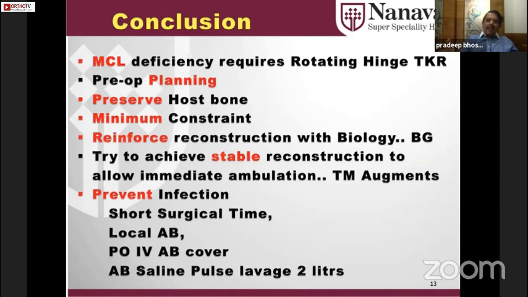But a tumor prosthesis has definitely a lesser life than a rotating hinge. And if you use a constrained LCCK, it may give rise to instability. So selection is a very important part, but with as minimum constraint as possible. Always reinforce reconstruction with biological bone graft. Try to achieve stable reconstruction on table to allow immediate weight bearing and range of movement. And always try to prevent infection whenever there is a trauma surgery. Short surgical time, local antibiotic, post-op IV antibiotic cover, and antibiotic absorbable beads. These are very important things.